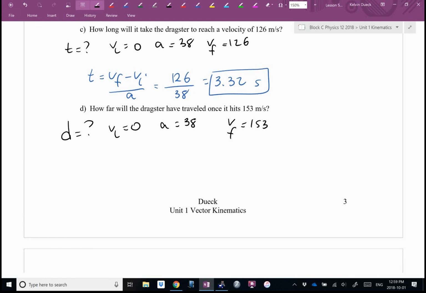D equals VF squared minus VI squared all over 2A, but Graham was lazy and said, I know that VI is 0.